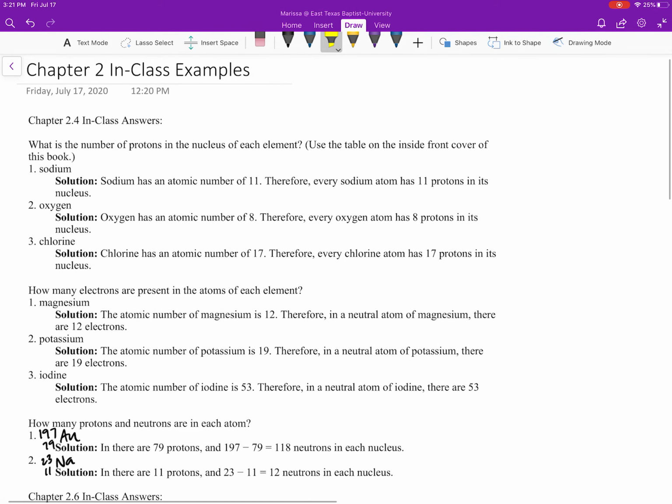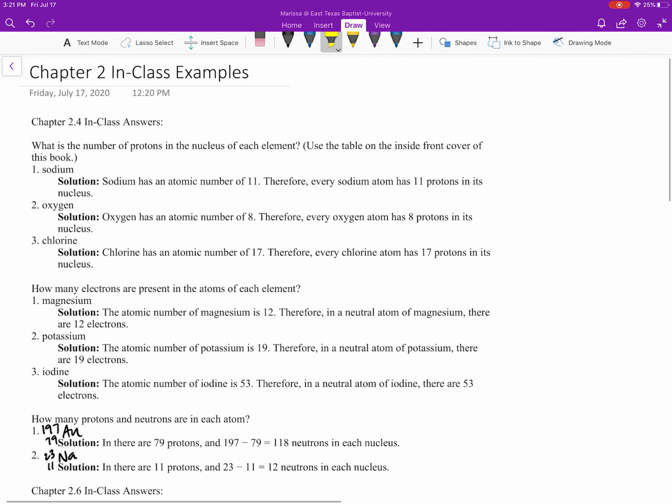So, some chapter 2 in-class examples. The first one is to find the number of protons in the nucleus of each of the following elements. So we'll work through the first one, which is sodium. So we'll go and look at a periodic table.